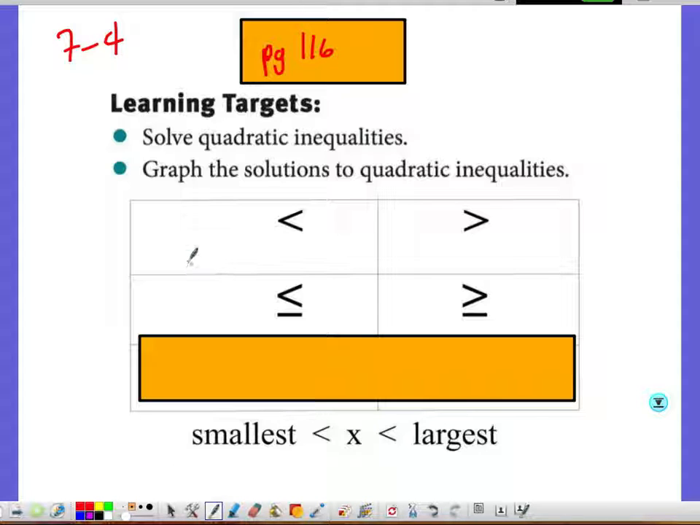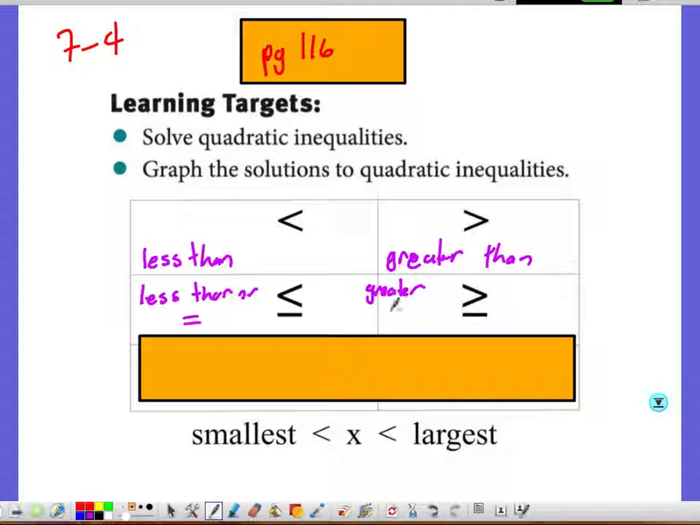Just a recap about inequalities. The symbol is less than. Here we have greater than. Here we have less than or equal to, and this is greater than or equal to.